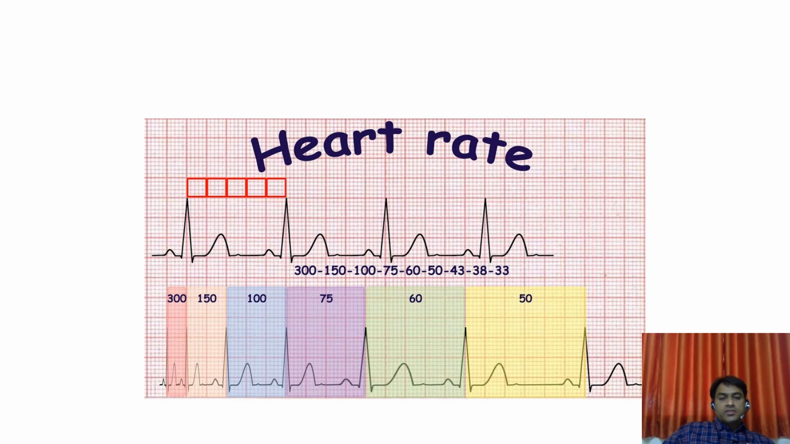In between two successive R waves, if they span one large square, it is 300. Two large squares, it is 150. Three large squares is 100. Four large squares is 75. Five large squares is 60, and six large squares is 50.